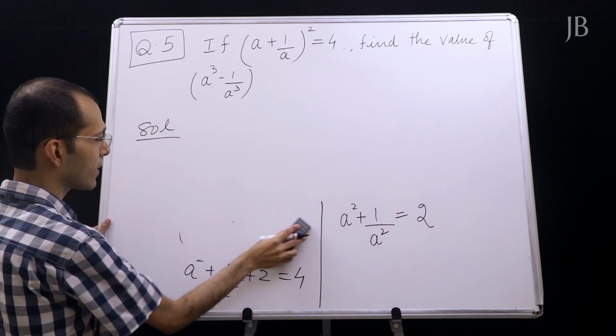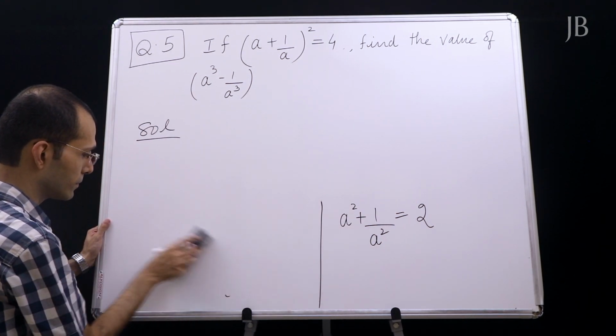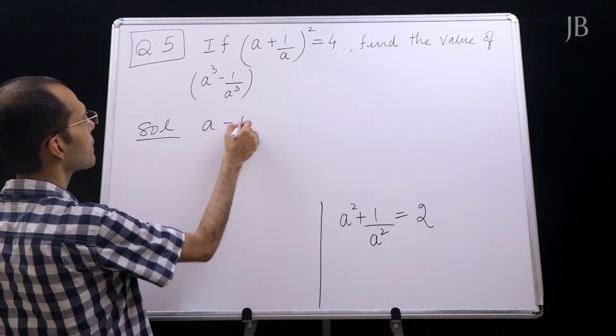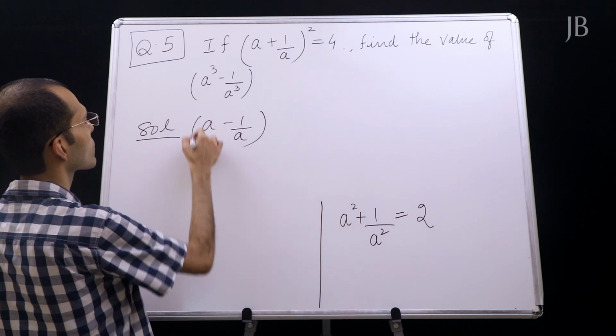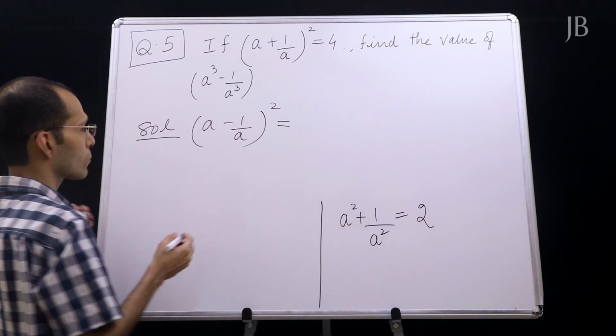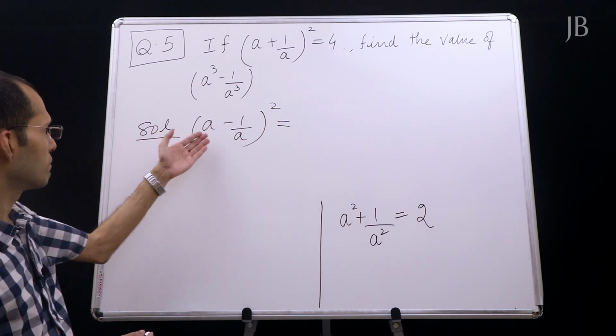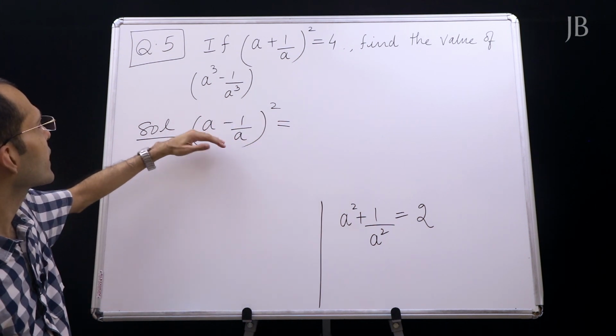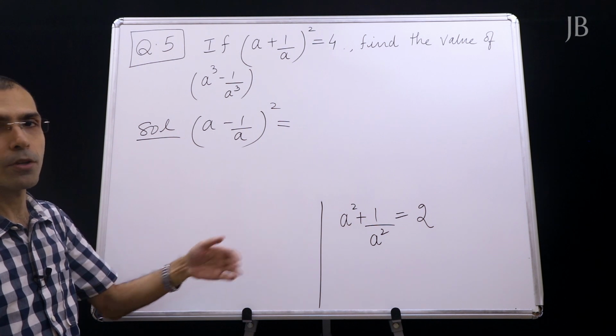Okay. So now we have found a square plus 1 upon a square. Though it was not asked explicitly, now we will do a minus 1 upon a the whole square. Why are we doing this? So that we can get a minus 1 upon a, and then with that help we can find a cube minus 1 upon a cube.